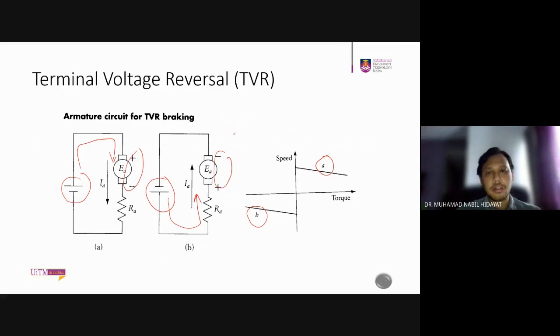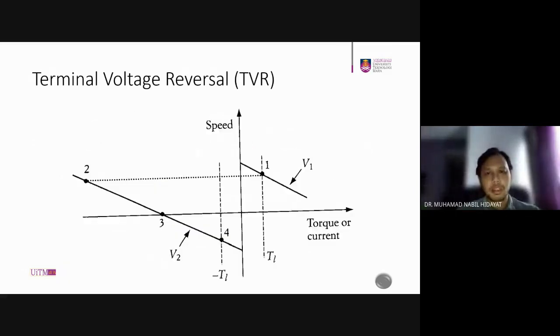So the direction: when your motor is turning counterclockwise, you're forcing your motor to go clockwise, to go this way. So this will create a braking effect. So this will explain V1 and V2.